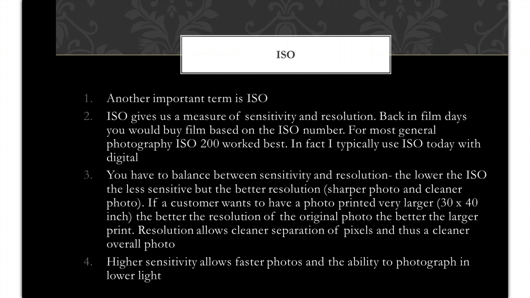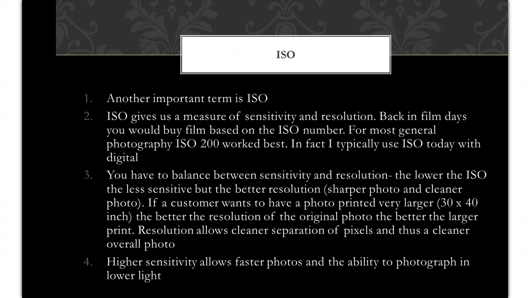Okay, ISO. Another very important topic is ISO. Back in the old film days, you'd buy a film, it would have an ISO number, and typically you bought 200, which was a general number, or you bought a 400, 800 if it was a cloudy day or you were doing sports shots. One of the things to be aware of is ISO gives us a measure of the sensitivity and the resolution of the paper. If you think of a balance, one side there's resolution, one side there's sensitivity. And as you gain sensitivity, you lose resolution, and vice versa.